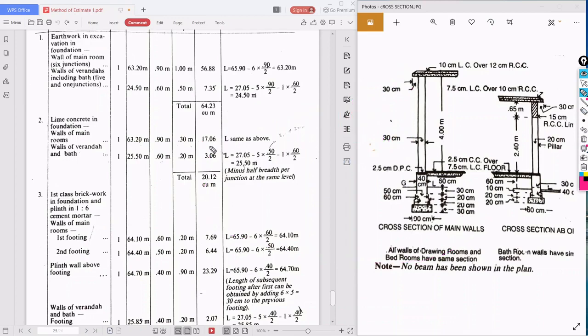Okay, now for walls of veranda. Lime concrete for 20 centimeter wall. So what is the distance? 27.05 is the distance. Minus 5, and this 5 is concerned with the 30 centimeter wall, at the level of the 30 centimeter wall.